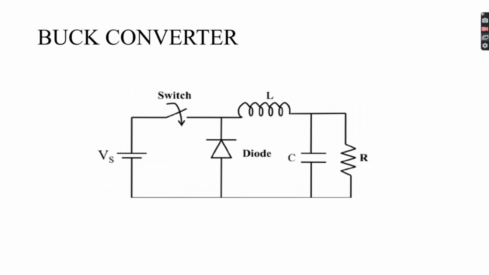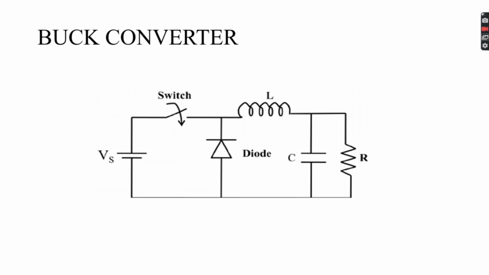When the switch is turned on, the diode becomes reverse biased. When the diode is reverse biased, the current flows through the inductor and the capacitor. In that case, the current in the inductor increases, and the inductor stores energy. This is the operation during the turn on of the switch.